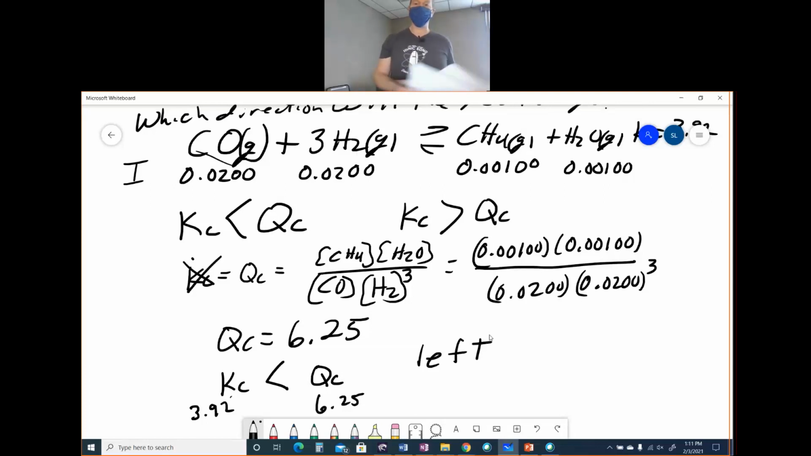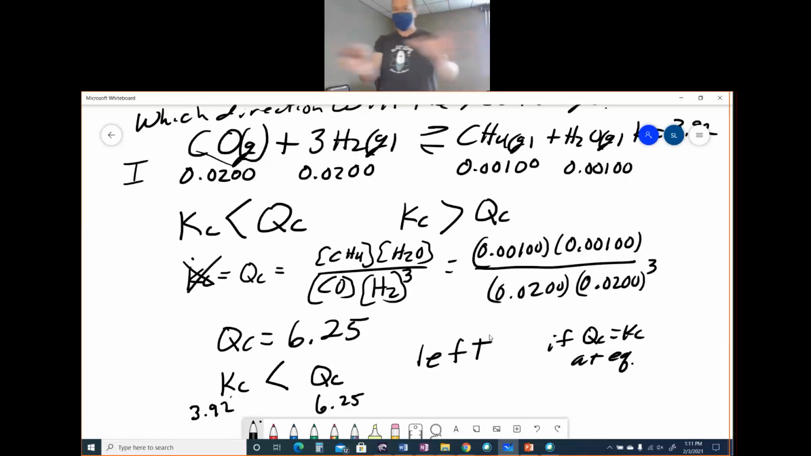All right, so there will be problems just like that one, where you have to calculate your Q, compare it to the K, and determine which direction it goes. And of course, if you calculate it and you get exactly the same number, so if your Qc equals Kc, you're at equilibrium. They could pick out numbers where you're actually at equilibrium, and you push the buttons and your Qc is the same as the Kc. Well, then it doesn't go in either direction. It's going in both. Rate of forward is equal to rate of reverse. You are in a dynamic equilibrium.